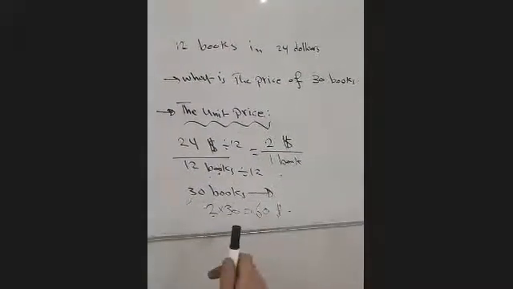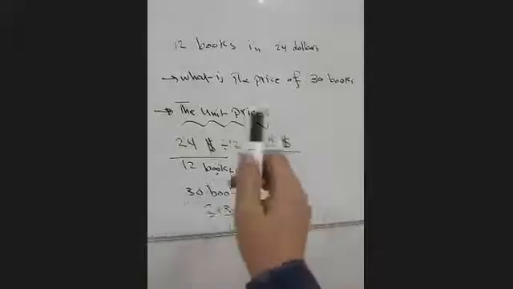How do I get the 60, guys? I need to find the unit rate, the unit price, then multiply. This is our idea.